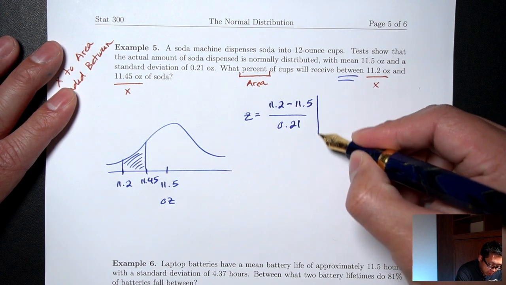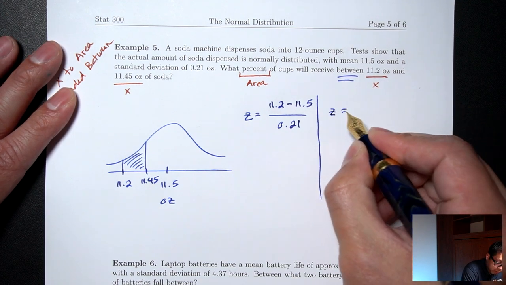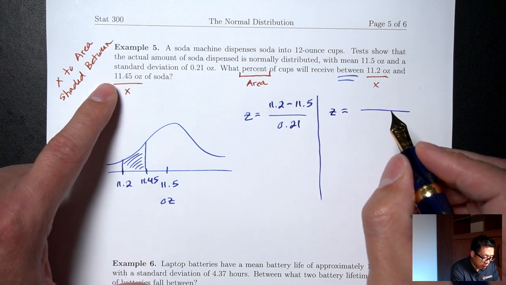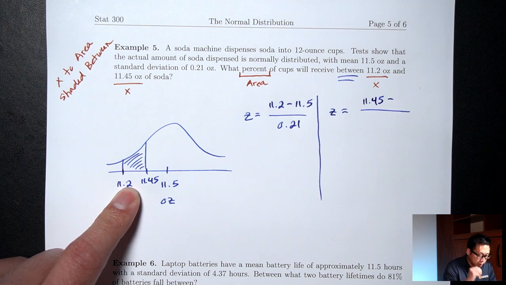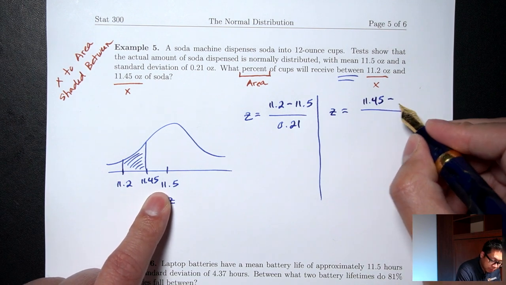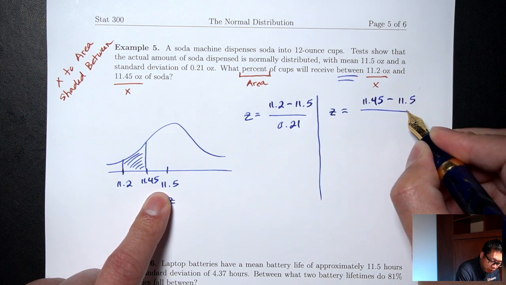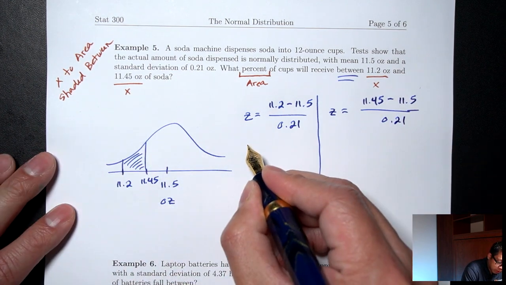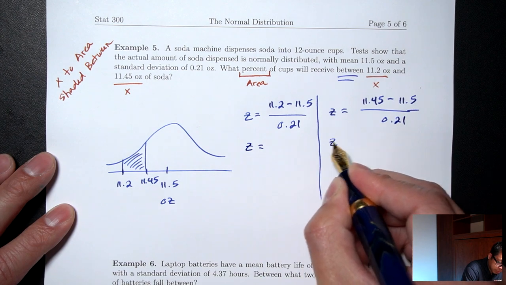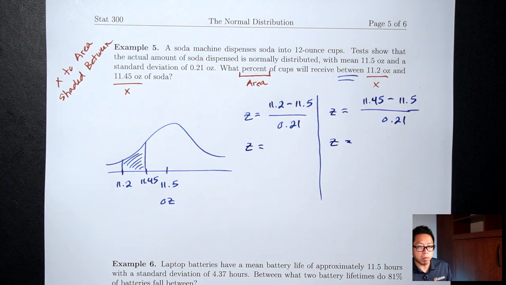Let me set up the other one, and then we'll just do the calculator for both of them at once. So the other x was the 11.45 minus the mean, which was 11.5, over the standard deviation, 0.21. Okay, so let's calculate both of those.